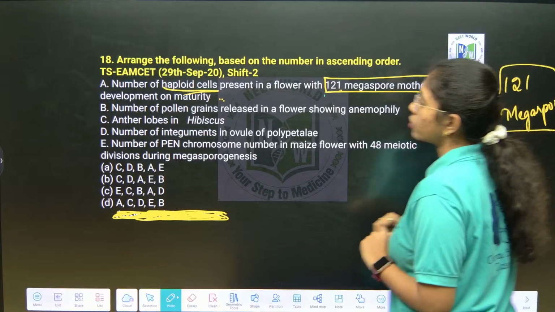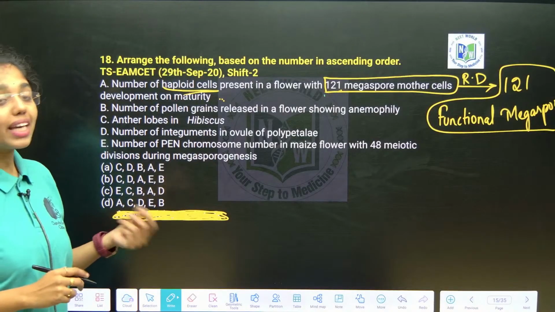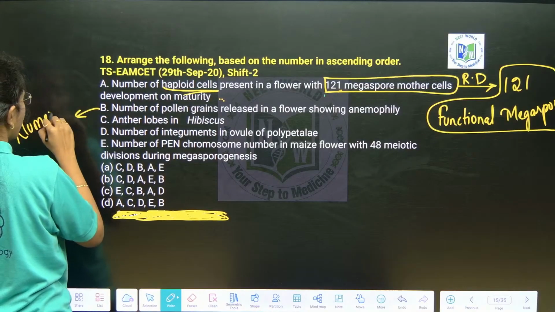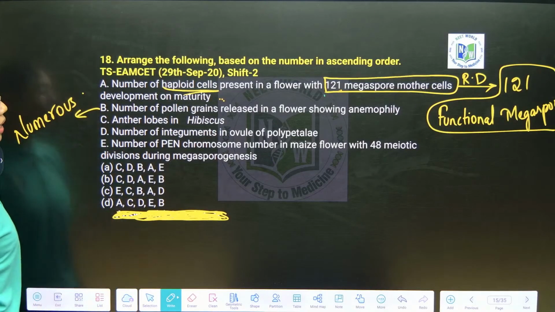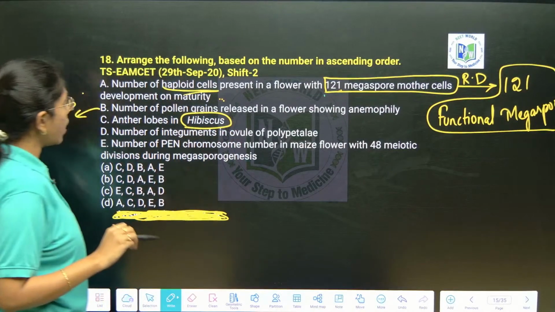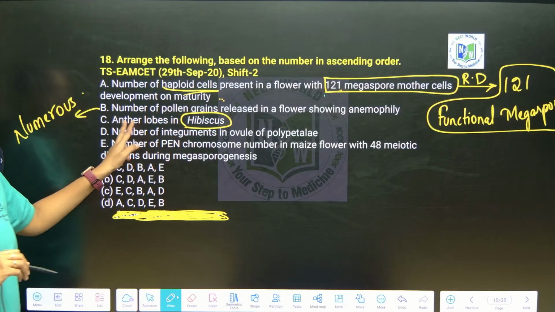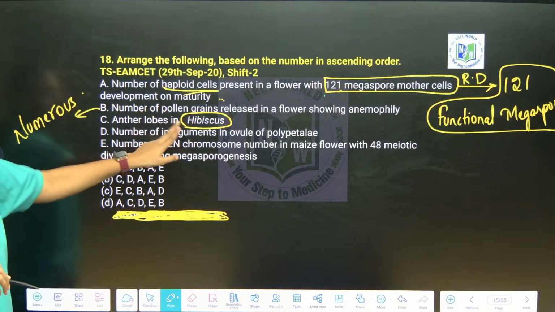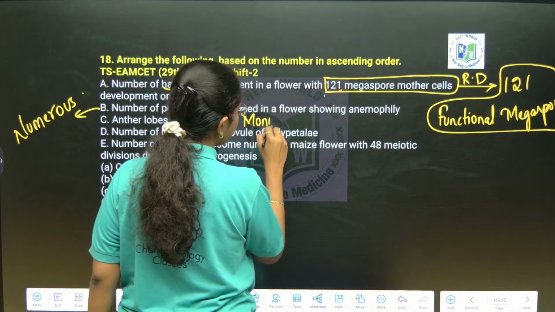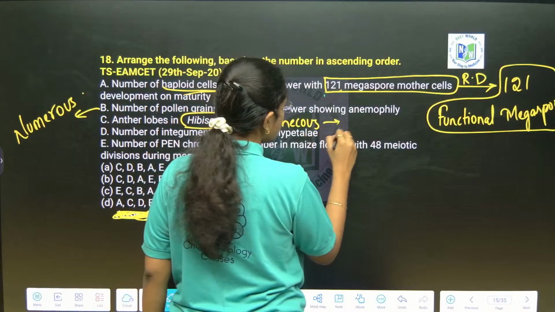Simple, right? Next, you see number of pollen grains released in a flower showing anemophily. Numerous pollen grains. There is no exact number. Anther lobes in hibiscus. Hibiscus being polypetalous. Hibiscus is having how many lobes, he is saying? Anther in hibiscus is monothecous anther. Monothecous means single theca or single lobe, right? Monothecous which has single lobe.